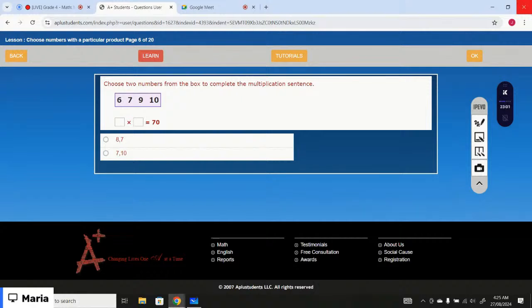That is 10 times 7 is 70, right? Option number 2 is the correct option.